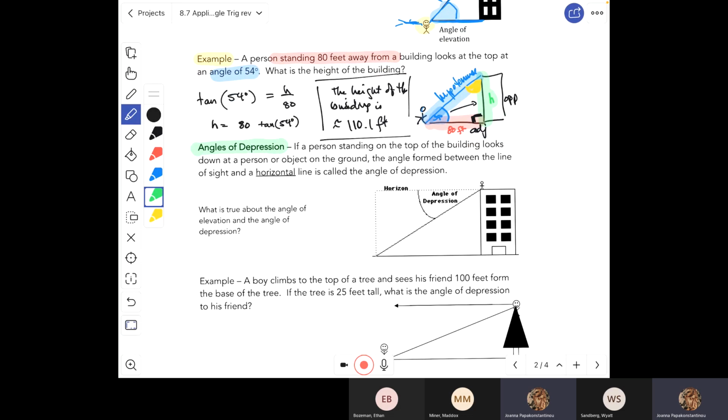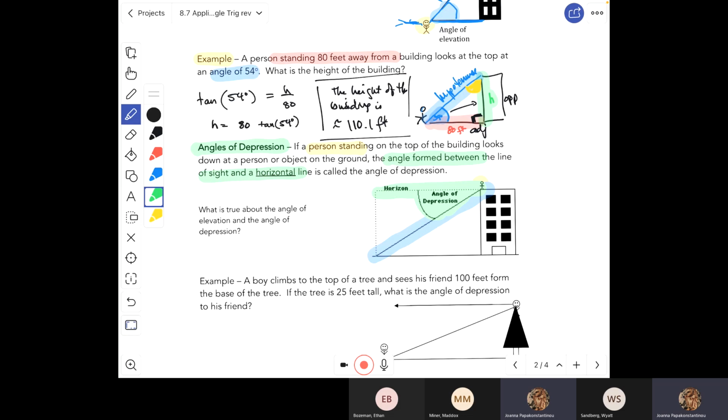The angle of depression. So I'm a little person again. I'm standing on the top of the building, and now I'm looking down. So that is my line of sight. I'm looking down to something on the ground. The angle formed between the line of sight and the horizontal line, so this is a horizontal line, is called the angle of depression. So I'm looking down. If I look up, it's angle of elevation to a high point. If I'm looking down to the ground, it's angle of depression.